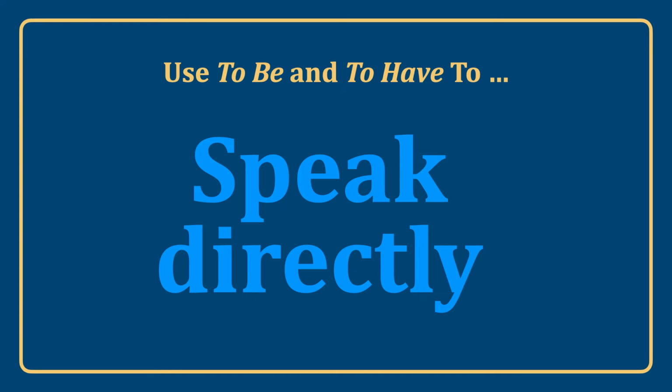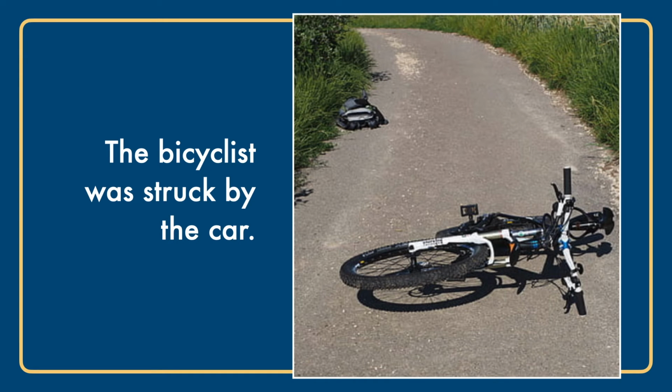Sometimes you can use to be and to have to speak more directly about what's going on, about what's important. So, for example, the bicyclist was struck by the car. In this case, the car is not the main point. The main point is the bicyclist. There he is, riding along, and he got struck. You put the bicyclist at the center of this piece. The other way to do it would be to say the car struck the bicyclist, but that puts the emphasis on the car. Sometimes you want the object of an action to take precedence over the doer of the action.